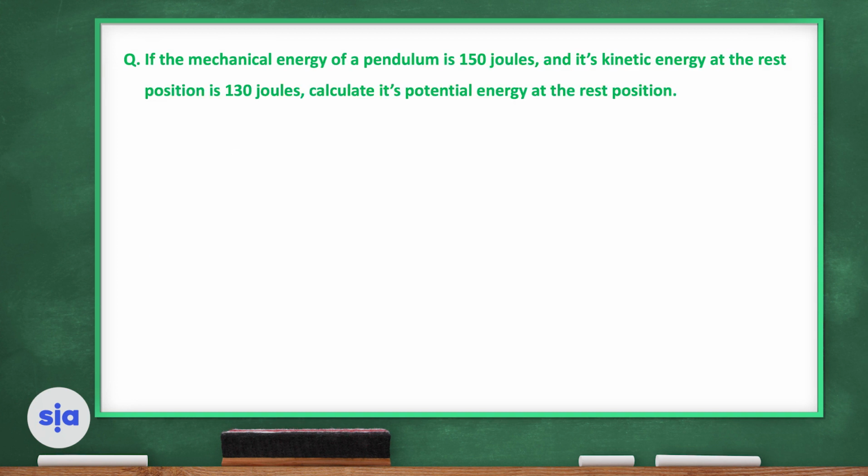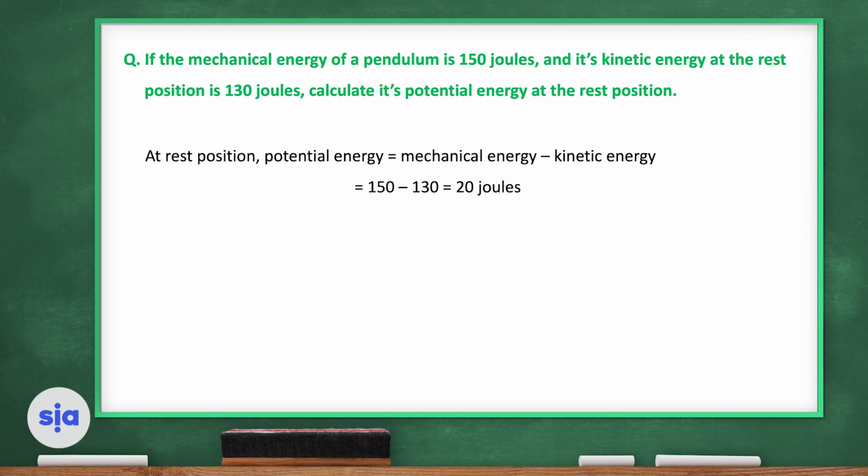If the mechanical energy of a pendulum is 150 joules and its kinetic energy at rest is 130 joules, calculate its potential energy at the rest position. At rest position, potential energy is equal to mechanical energy minus kinetic energy, which is equal to 150 minus 130, equal to 20 joules.